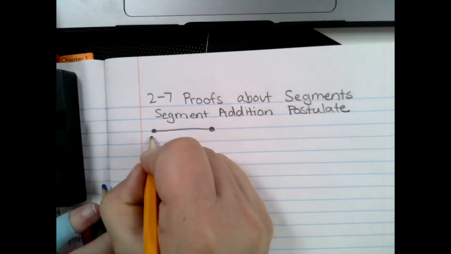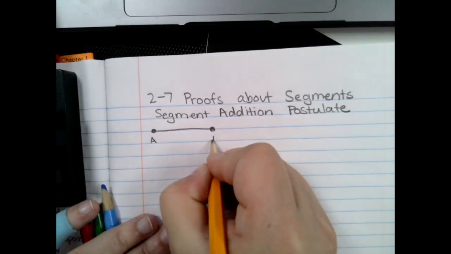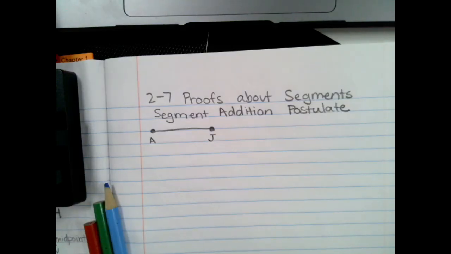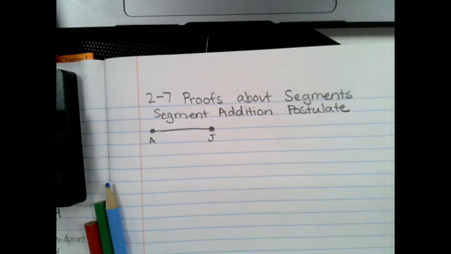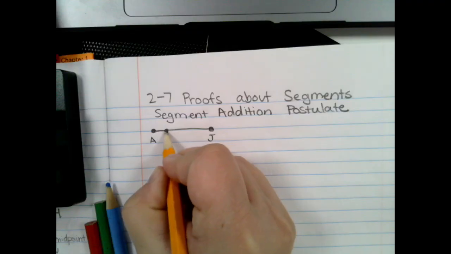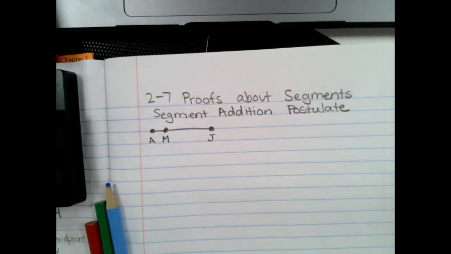All right, so we're going to do a segment here. A to J. And we're going to put a point in the middle that's in between, but we're not going to have it be the midpoint. So make it really obvious that it's not the middle. I'm going to put it really close to A. Not really, really close, but closer to A. That way I know for sure it's not the midpoint. It's just somewhere in the middle.